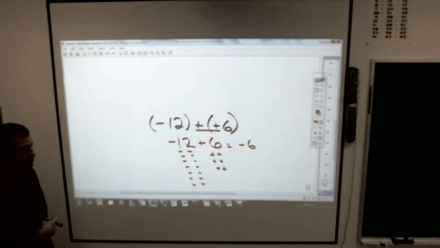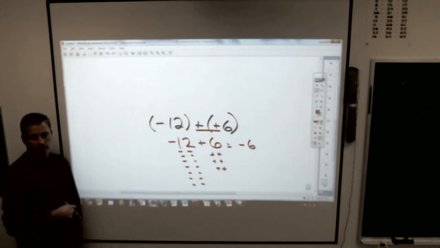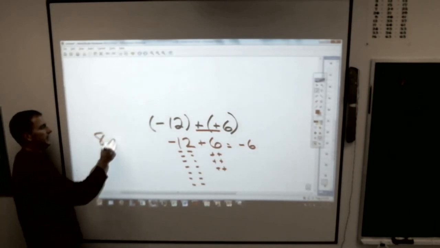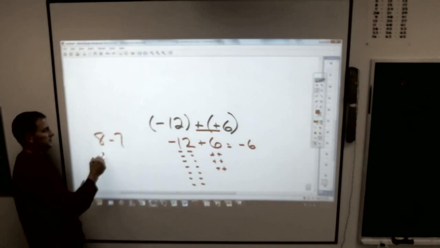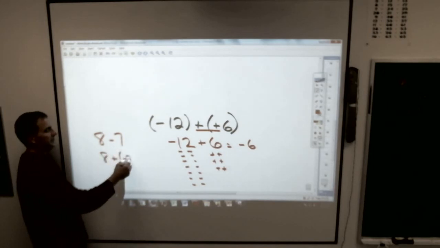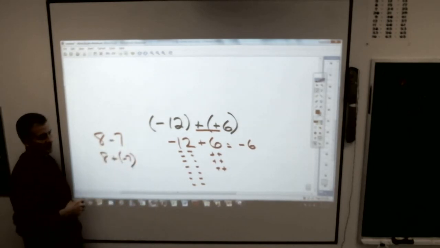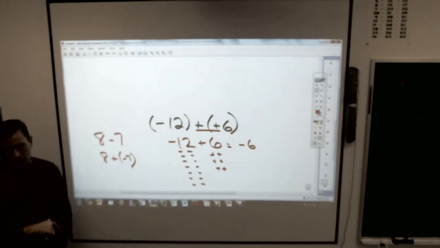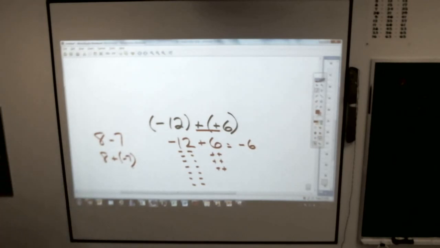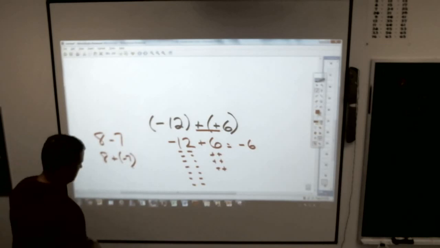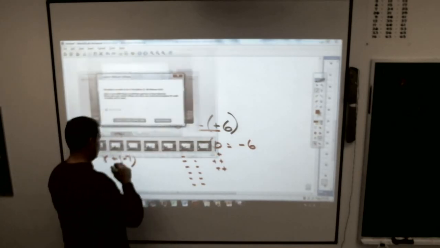Really, children, in math, there's no such thing as subtracting. There's just adding the opposite. 8 minus 7 is the same thing as 8 plus a negative 7. Adding the opposite is the same thing as subtracting. So I don't know if that makes any sense to you, but that's just the way it is. Now, with that being said, children, this is where you really need to focus.